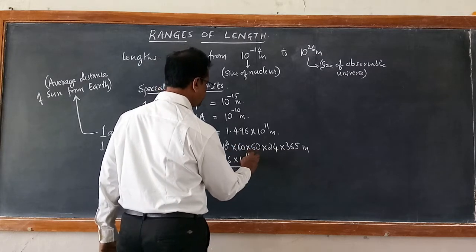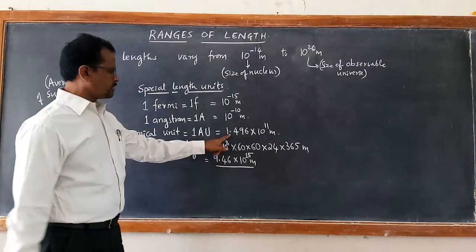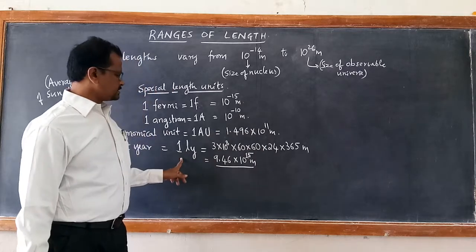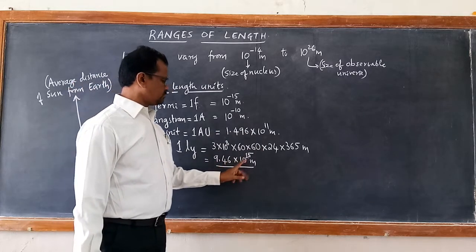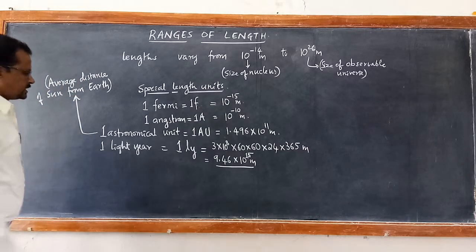10 to the power of 15 meter. Astronomical unit equal to 1.496 into 10 to the power of 11 meter. Light year is equal to 9.46 into 10 to the power of 15 meter. So this is the distance.